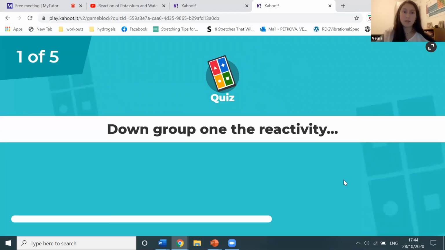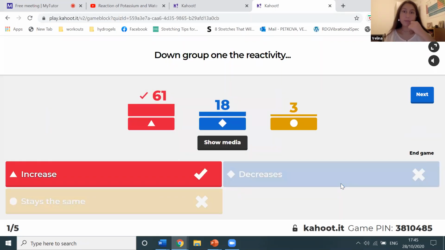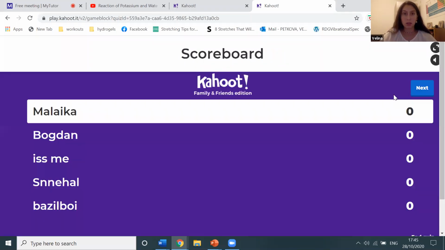Down group 1, the reactivity increases, decreases, or stays the same. Well done. Okay, so we know that the reactivity increases because down group 1, we are losing electrons, right? And the further away from the nucleus that we are, the less attraction, so therefore the easier it is to lose an electron. Okay, well done to you all.